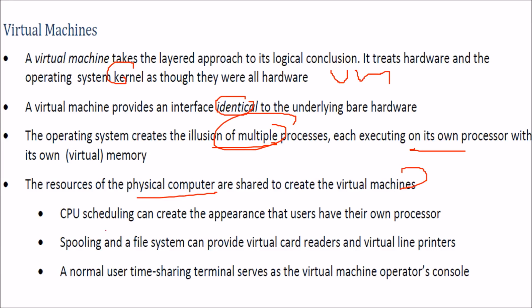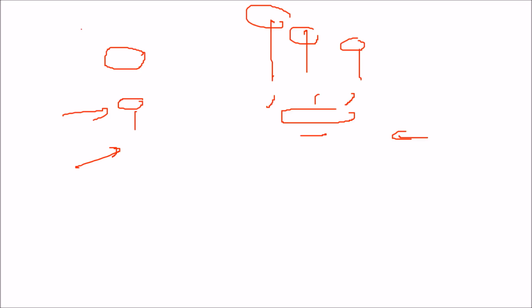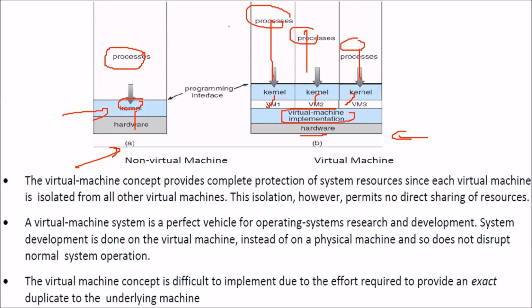So the resources of the physical computer are shared to create the virtual machine. CPU scheduling can create the appearance that users have their own processor. Spooling and the file system can provide virtual card readers and virtual line printers as well. And a normal user time-sharing terminal serves as the virtual machine operator console. So this is how it works. The concept is that various things can be run, but they are virtual. Virtual means every operating system has a different way to work.